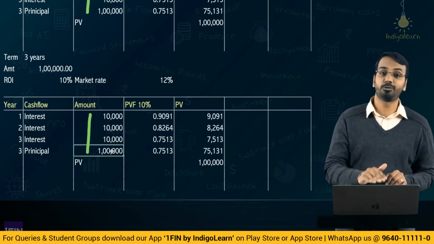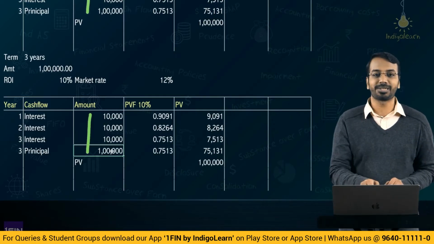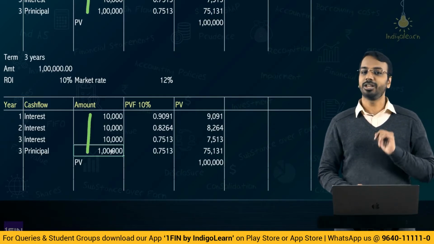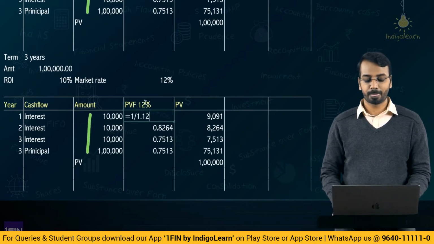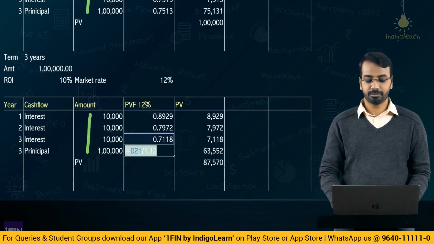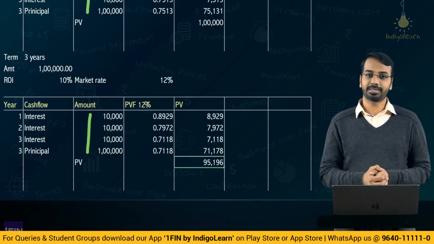So what we need to do is determine the present value of these cash flows at the market rate of interest, which is 12%. So here you have 12%, this also you change to 1.12, this also you change to 1.12, 1.12, and this remains the same. Now it comes to 95,196.